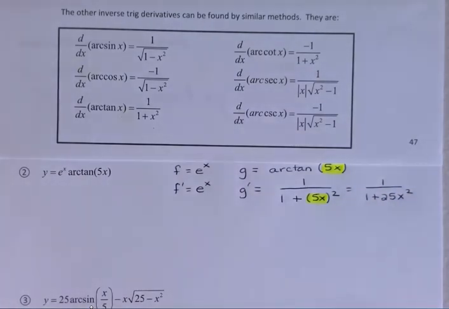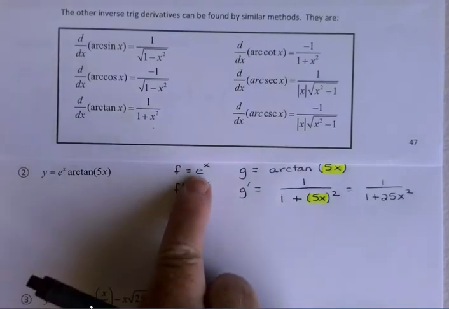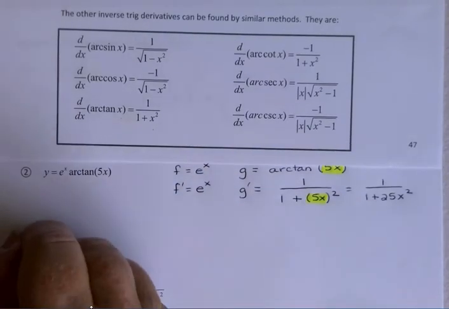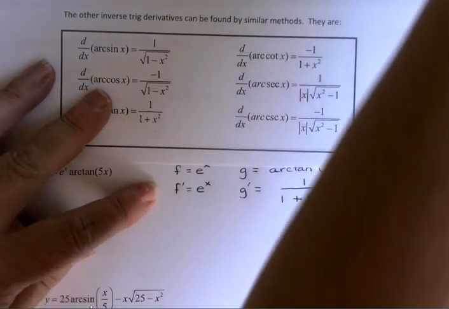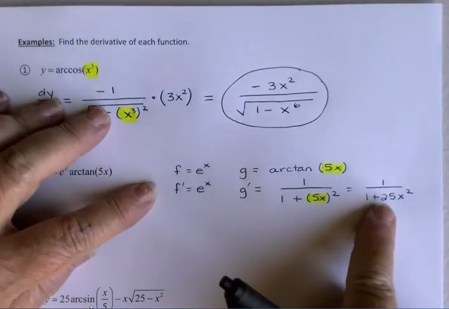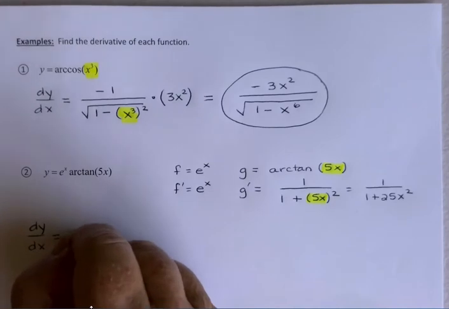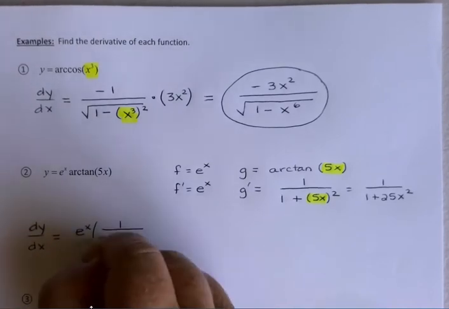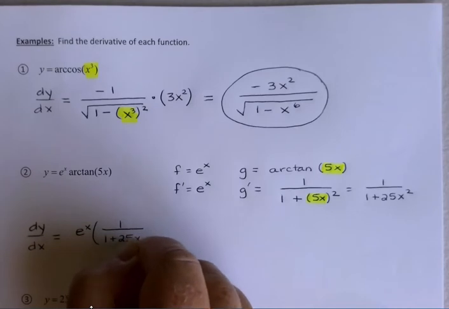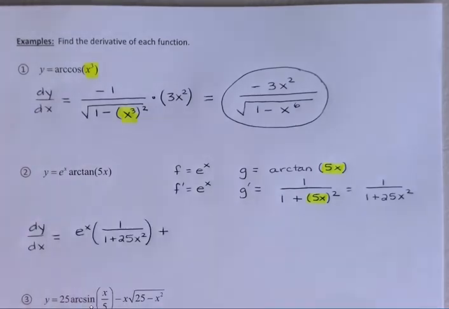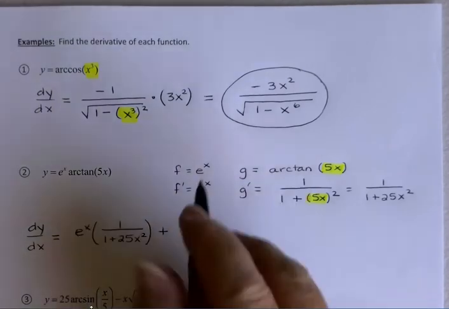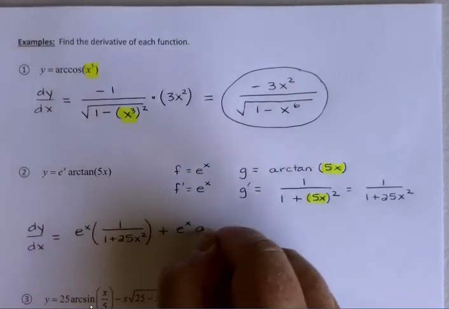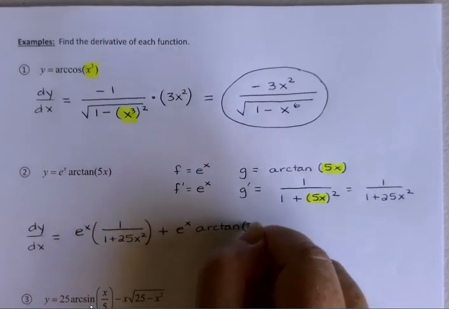All right, we'll put our product rule together, fg prime plus gf prime. So fg prime, this is my dy dx now, would be e to the x times 1 over 1 plus 25x squared plus gf prime, e to the x times the arctangent of 5x.